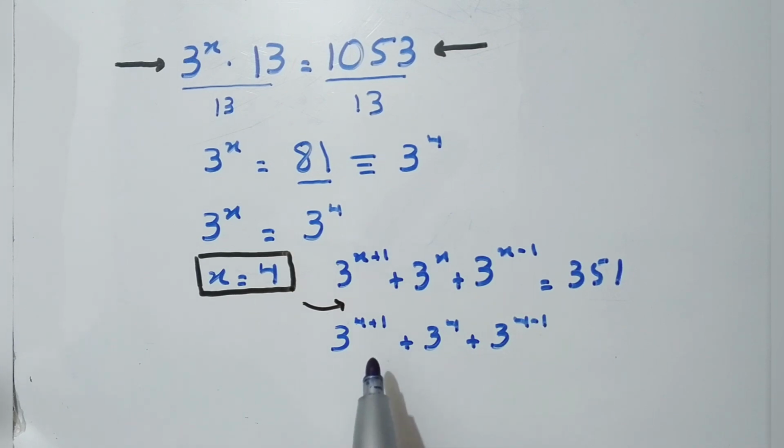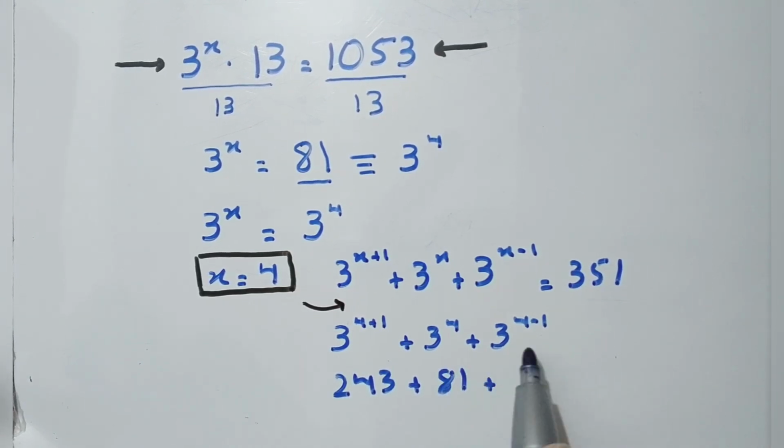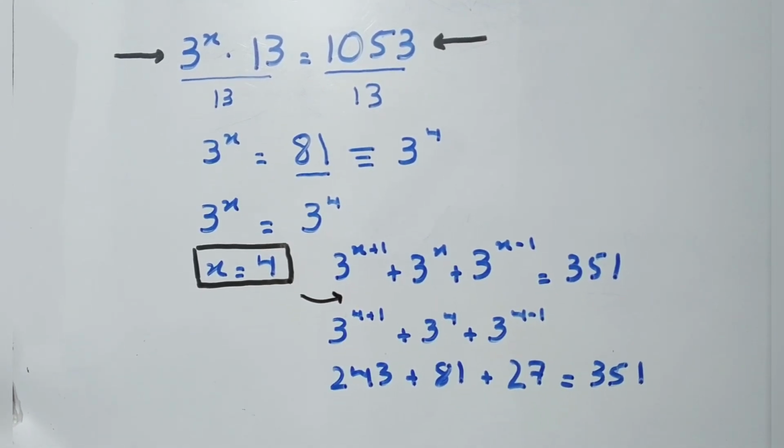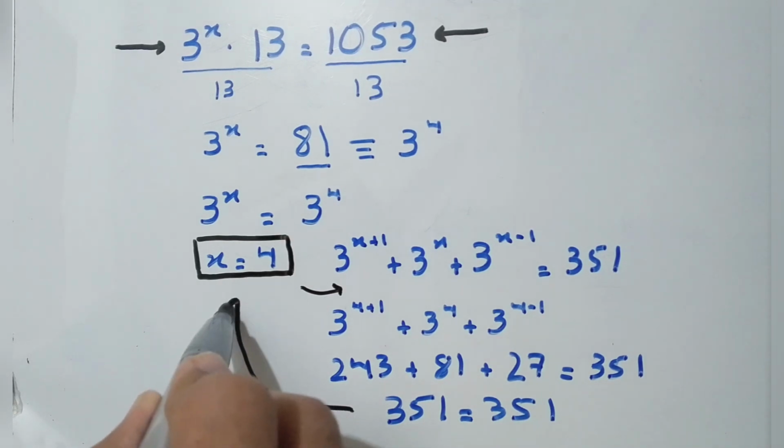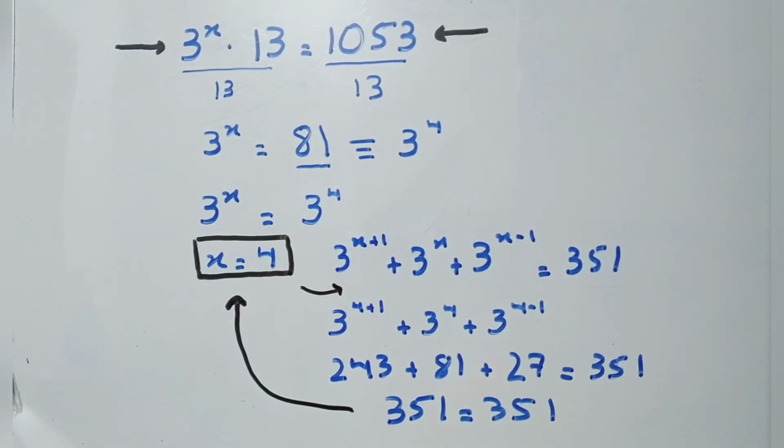4 plus 1 is equal to 5, and 3 raised to power of 5 is 243. 3 raised to power of 4 as we know is 81, and 4 minus 1 is equal to 3, hence 3 cubed is equal to 27. Let's check it. On adding all of these, 243 plus 81 plus 27, we get 351. Hence the left hand side and right hand side are equal. So this leads to our correct answer, that x is equal to 4. It checks out perfectly. The solution is correct.